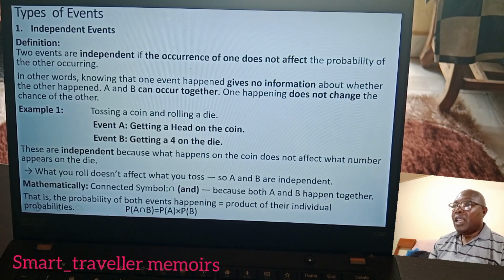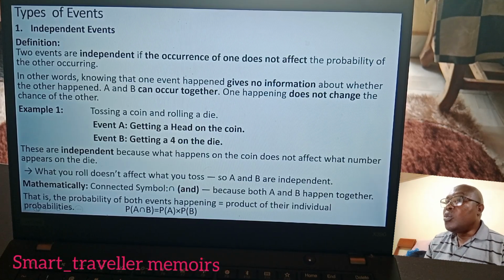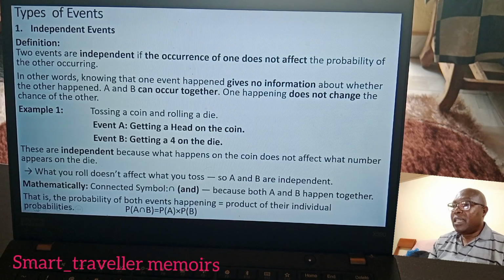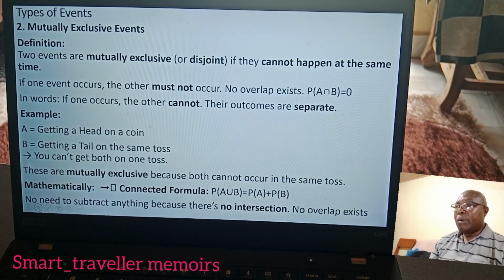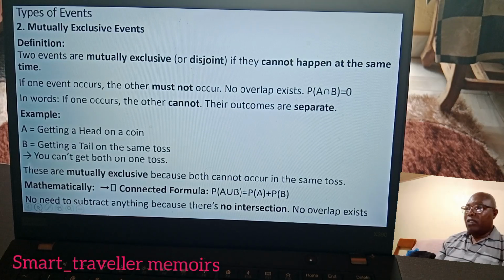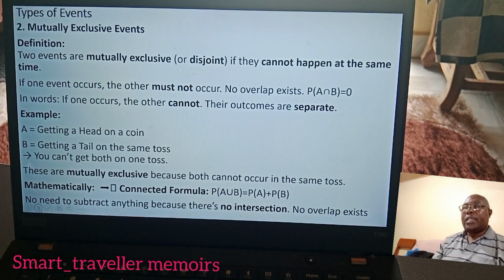Mathematically, the symbol is the inverted U, or ∩. You can call it 'and', because both A and B happen together. That is, the probability of both events happening equals the product of their individual probabilities. That is, the probability of A intersection B is equal to the probability of A times the probability of B.